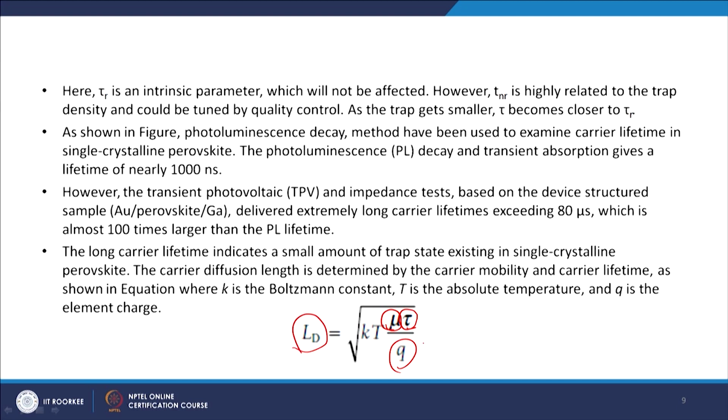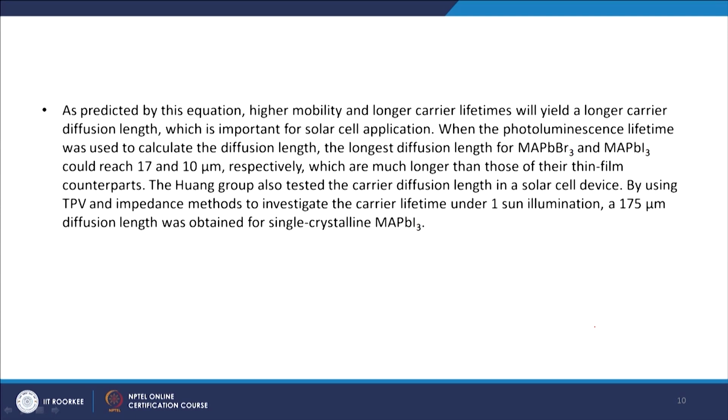What you can see is that the carrier diffusion length is directly proportional to the mobility and directly proportional to the lifetime. So, as the lifetime changes, the diffusion length changes, and as the mobility changes, the diffusion length also changes. As predicted by this equation, higher mobility and longer carrier lifetimes will yield a longer carrier diffusion length, which is important for solar cell application.